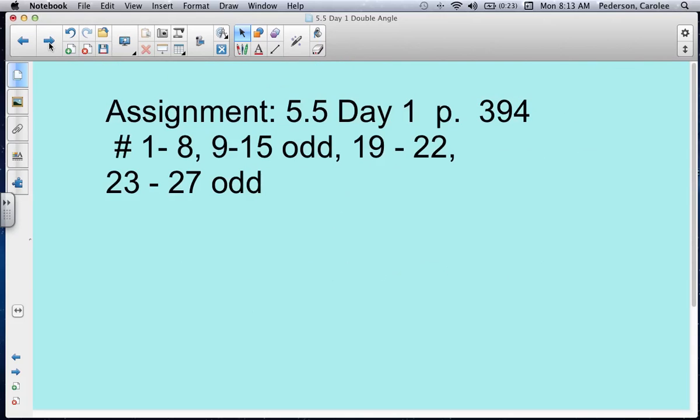The lesson homework for 5.5 day 1 is page 394, 1 through 8, 9 through 15 odd, 19 through 22, 23 through 27 odd. Good luck.